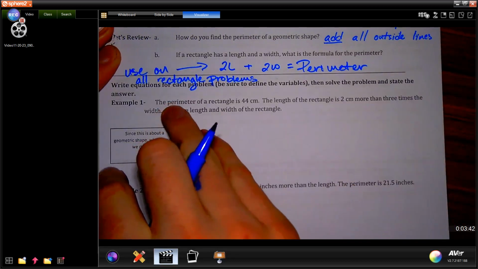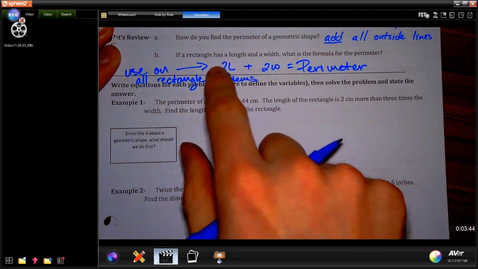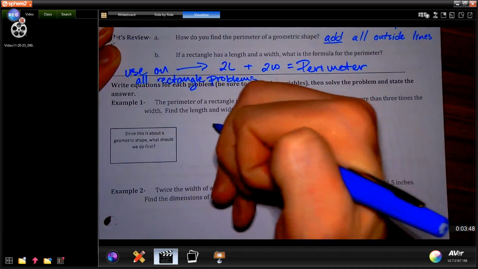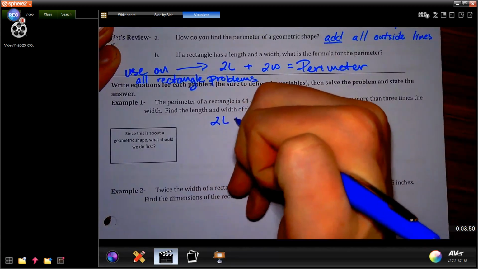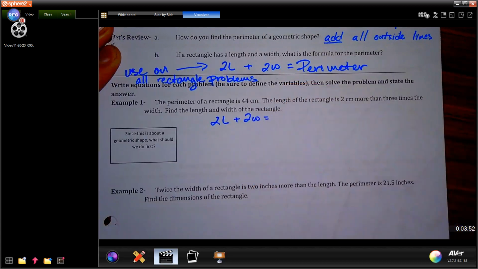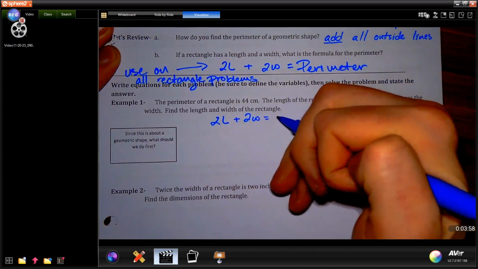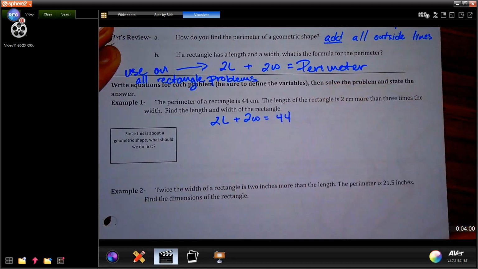The first thing we need to remember is that I told you we will use this equation every single time: 2L plus 2W equals the perimeter. It says the perimeter of the rectangle is 44 centimeters, so I'm going to write 44 here. That's our first equation. Now we need to find the second equation, and this will probably be the most difficult part of your assignment, knowing how it's set up.